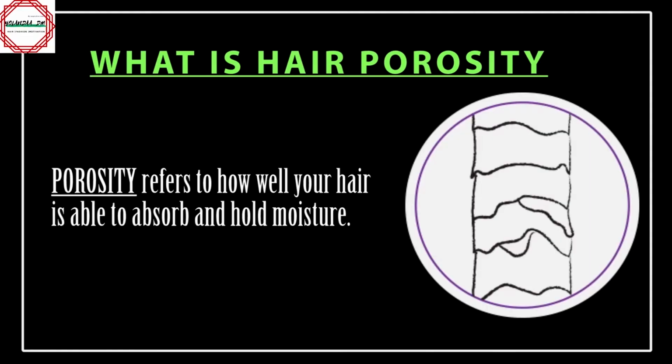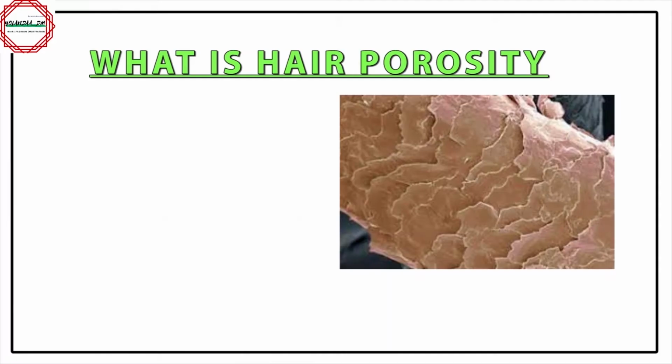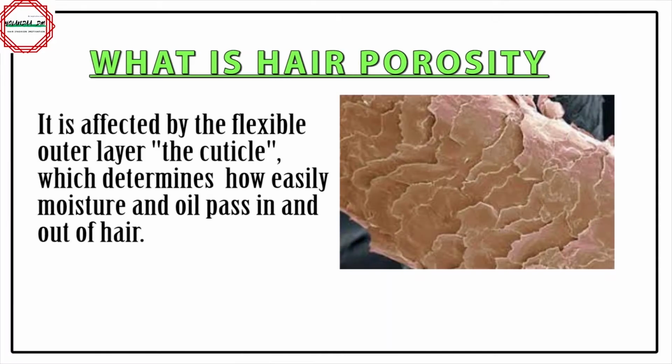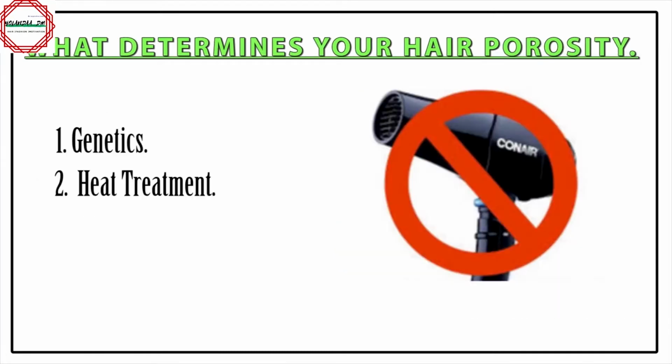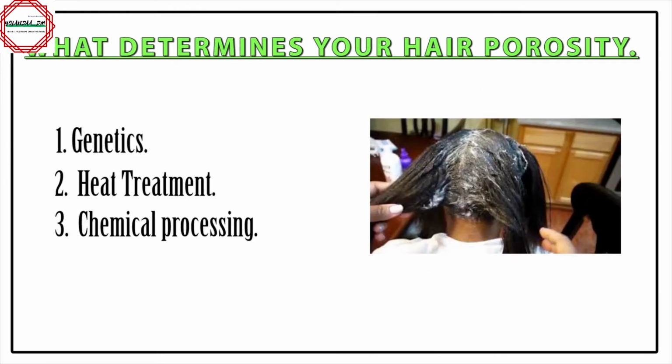So now let's look at what hair porosity is. Hair porosity refers to how well your hair is able to absorb and hold moisture. Okay guys, so hair porosity is affected by the flexible outer hair layer called the cuticle, which determines how easily moisture and oil pass in and out of your hair. Mostly, porosity is genetic, but it can also be affected by factors such as heat treatment and chemical processing.